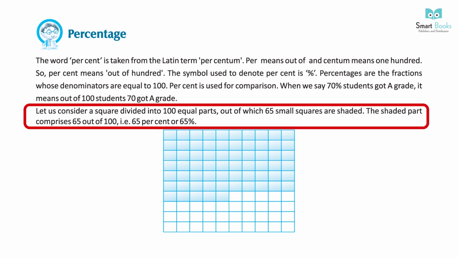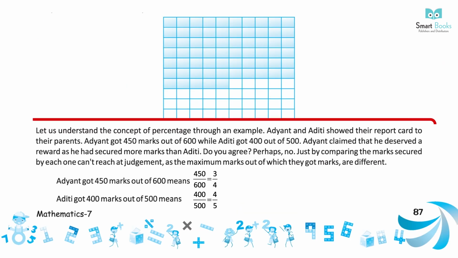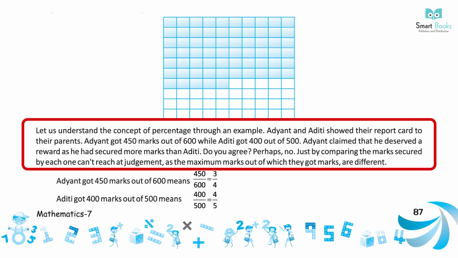Let us consider a square divided into 100 equal parts, out of which 65 small squares are shaded. The shaded part comprises 65 out of 100, 65 per cent or 65%. Let us understand the concept of percentage through an example. Adyant and Aditi showed their report card to their parents. Adyant got 450 marks out of 600 while Aditi got 400 out of 500.